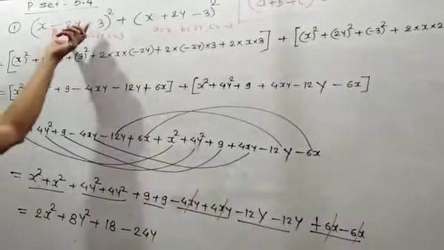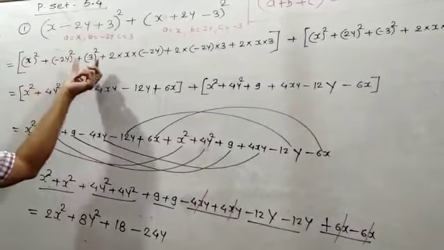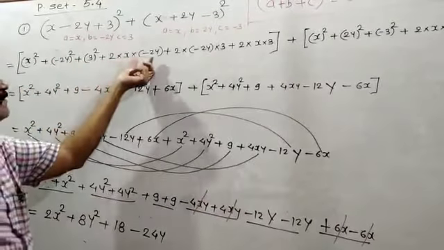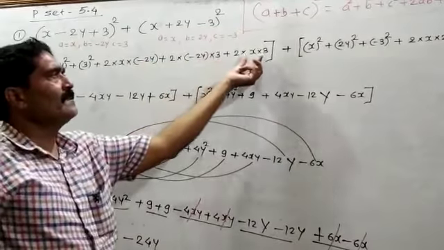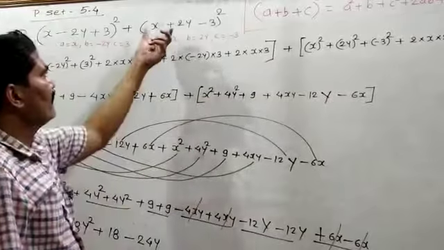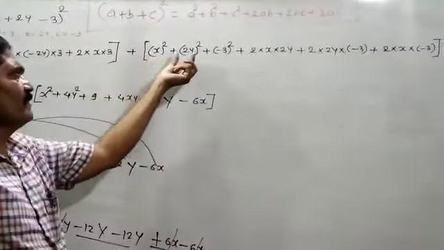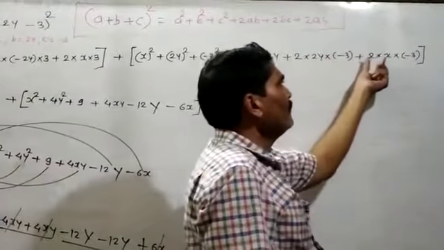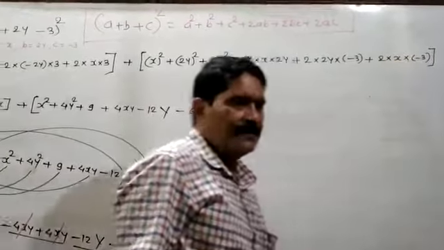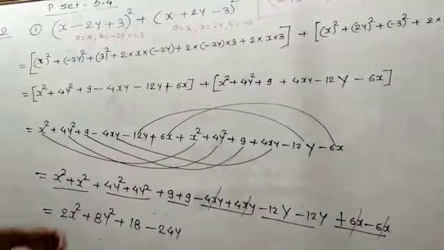So first of all, for this bracket I will utilize the identity: first term square plus second term square plus third term square plus 2 into first term into second term plus 2 into second term into third term plus 2 into first term into third term. In the same manner, for this bracket, this is first term, second term and third term, so you have to utilize the same identity.